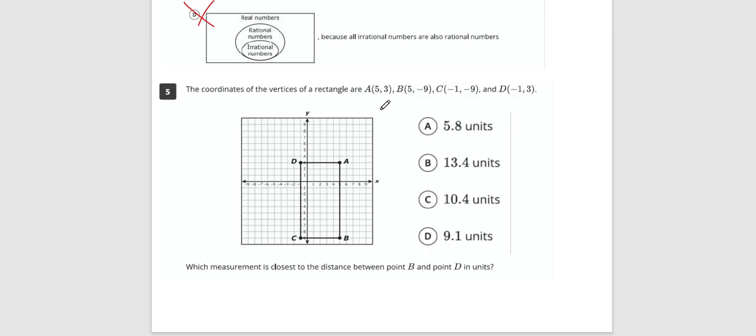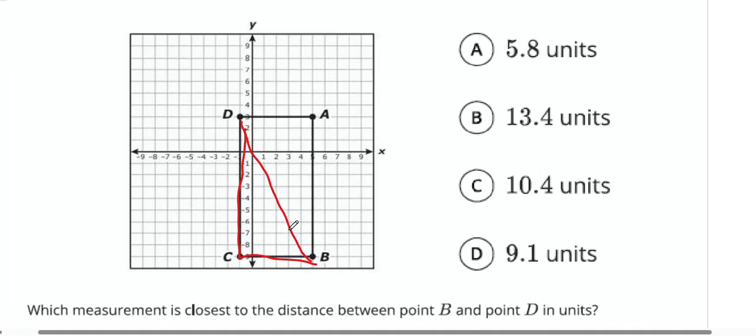Okay, so here are the coordinates of the vertices, A, B, C, D. The question is which measurement is closest to the distance from B to D? So we want B to D here. Okay, there's my right triangle. Do you see it? Let me zoom in. So I'm going to count here 1, 2, 3, 4, 5, 6. And we're going to count up 1, 2, 3, 4, 5, 6, 7, 8, 9, 10, 11, 12.